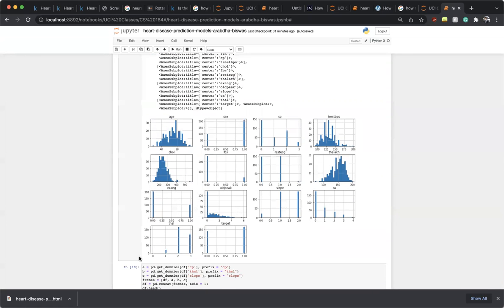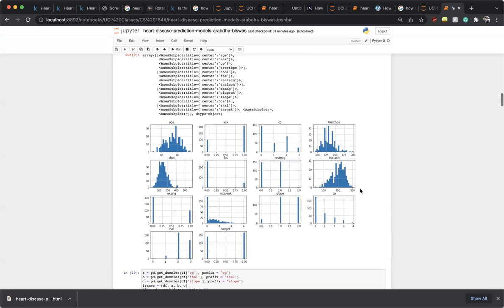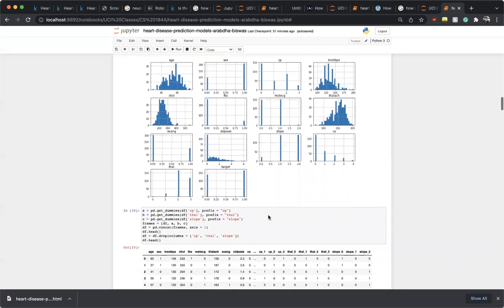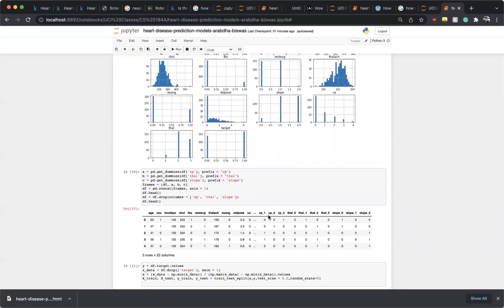And over here are some histograms plotted for each of the different columns of the data frame. And we can see that a couple of these are clearly categorical values, such as thal, CA, and slope. And because of this, we convert these into dummy variables and use that in our model.